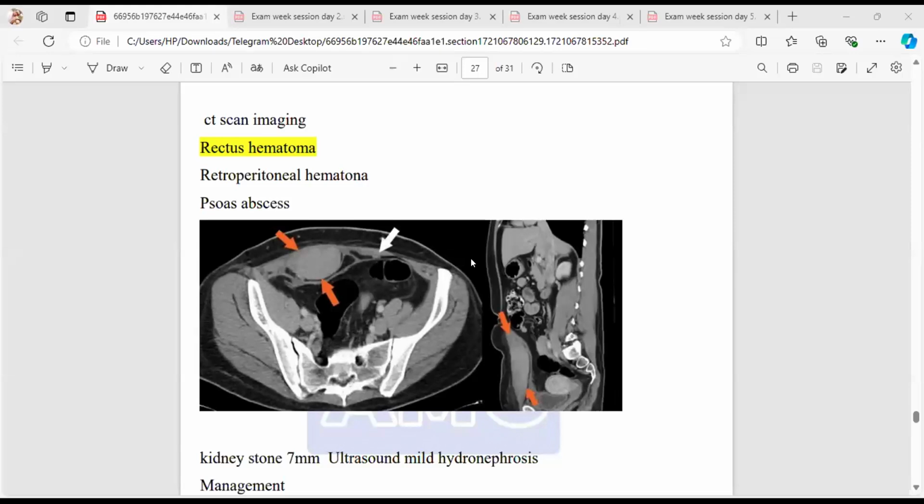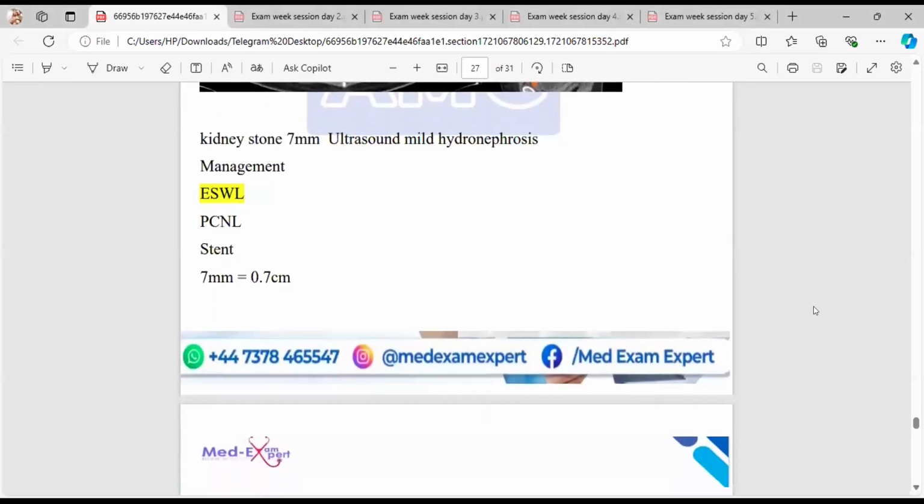So try to read and learn all these CT scans and mark your answer according to the CT scan. Don't mark your answer according to the scenario. Mark your answer according to the CT scan. And I'm sure that the CT scan quality of the AMC is good, not the X-ray. X-ray quality is not so good, but the CT scan quality is good. Okay, doctor. So let's move to the next question.